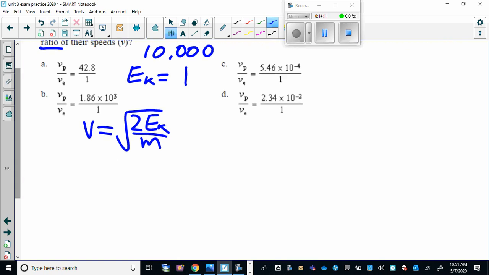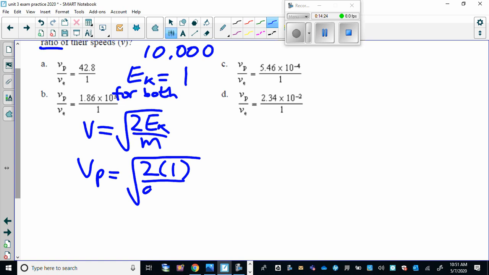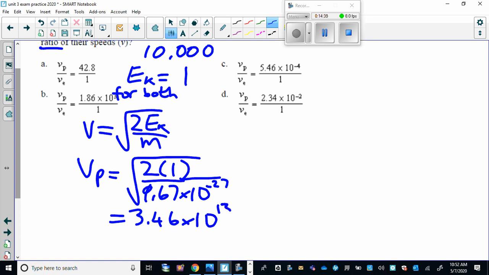So this is their formula, and we're going to say that the Ek for both, because it says they both have the same kinetic energy, is 1. So therefore, the velocity of the proton is going to equal the square root of 2 times 1 divided by the mass of the proton. And when you put that into your calculator, you are going to get 3.46 times 10 to the 13. Okay, meters per second if you want, but that's not true actually, because nothing with mass can move faster than the speed of light, and this is faster than the speed of light. So this number can't actually happen, but we're just asking for a ratio, so it doesn't matter.